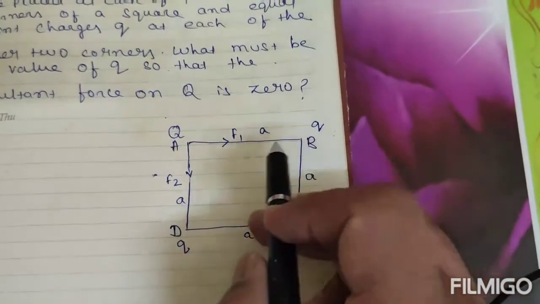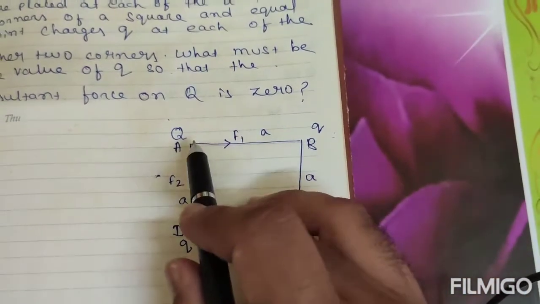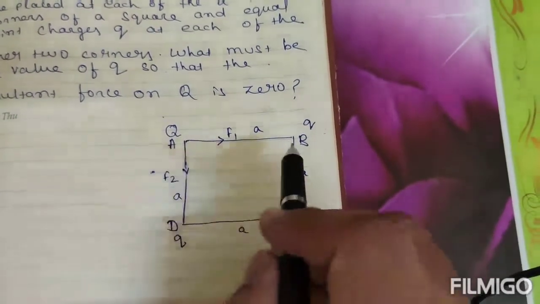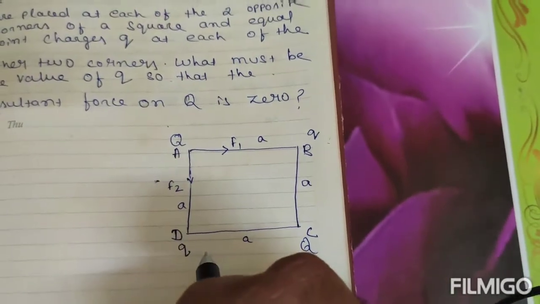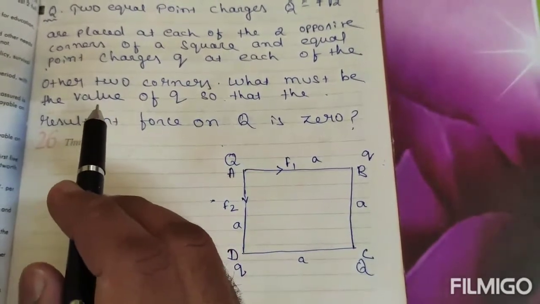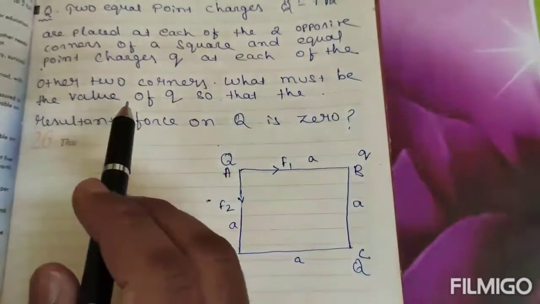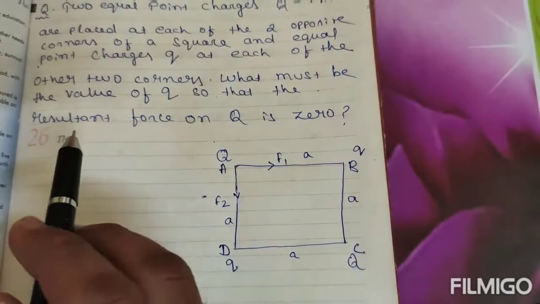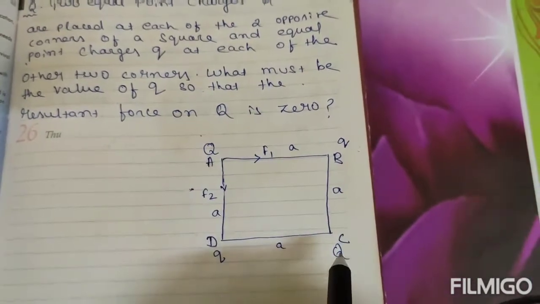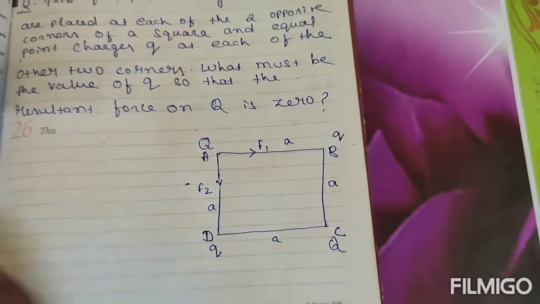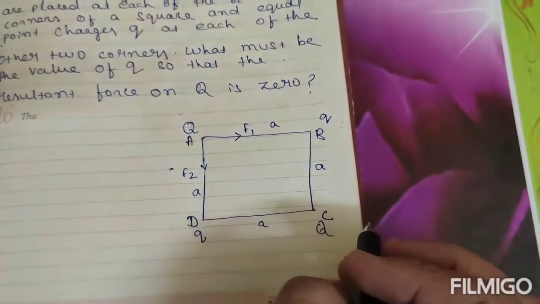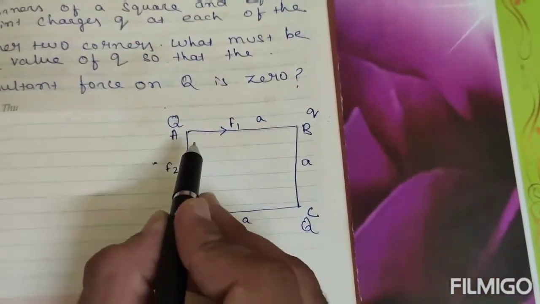Okay, so something is there, some force is there, because of which they are bound to stay at the four corners of the square. Okay, and we need to find the value. What must be the value of small q so that the resultant force on Q is 0? Either this Q or this Q is 0. Okay, we need to find that. So how can it be possible?